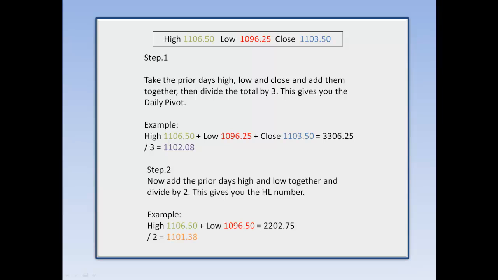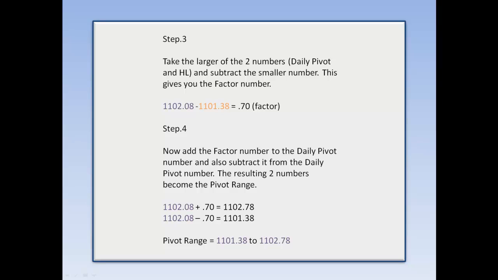Step 2 is to take the prior day's high and low and add those together and then divide by 2. And this gives you what I call the high-low number. So you would take 1106.50 plus 1096.50. That gives you 2202.75. Divide by 2 gives you a 1101.38 high-low number. Okay?